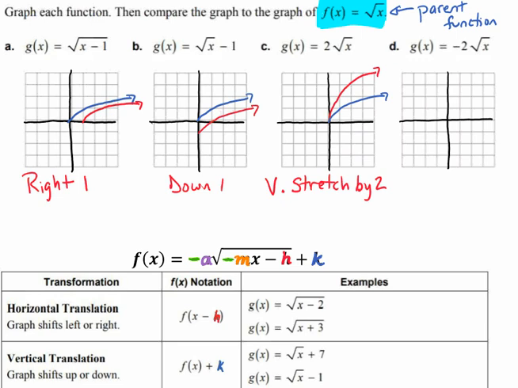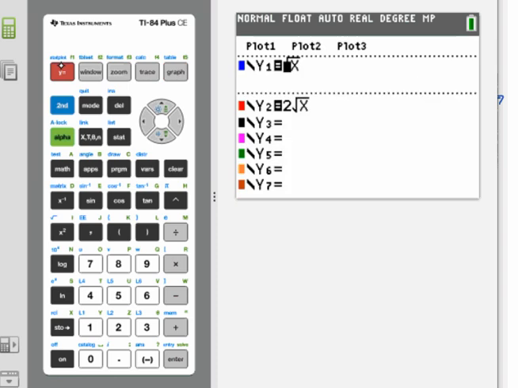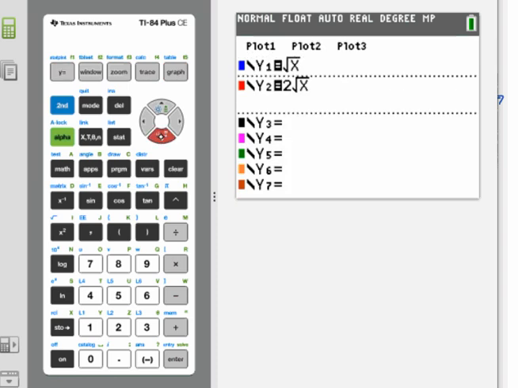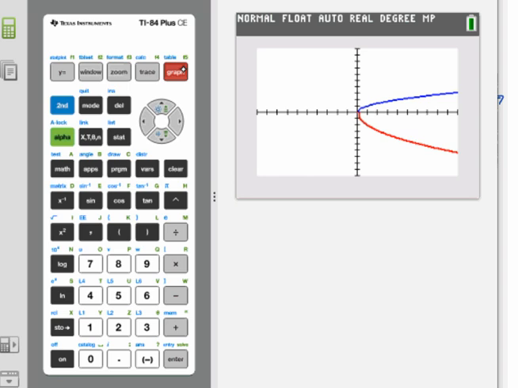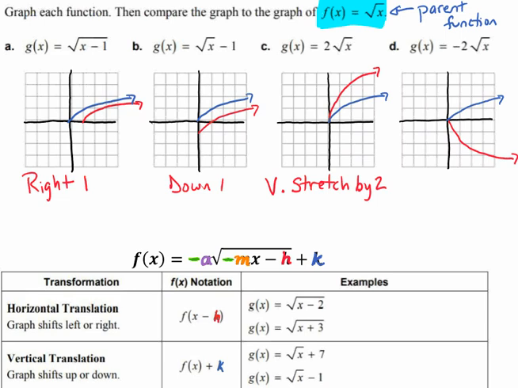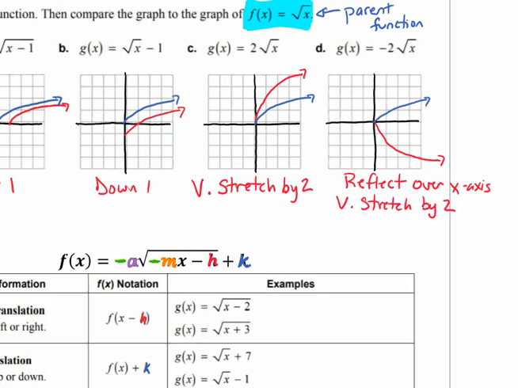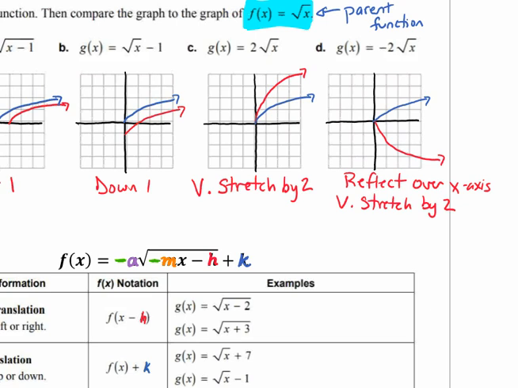Now for letter D, we have g of x equals negative 2 times the square root of x. So we can graph our parent function. And now we're ready to graph our negative 2 times the square root of x. So go to our y equals. We have our parent function. Then we need negative 2 times the square root of x. And we'll graph that. And this time, although it still looks like it's wider, farther away from our x-axis, it's also kind of upside down. It's on the other side. And we call that a reflection. So this is a reflection over our x-axis, and it's a vertical stretch by 2.